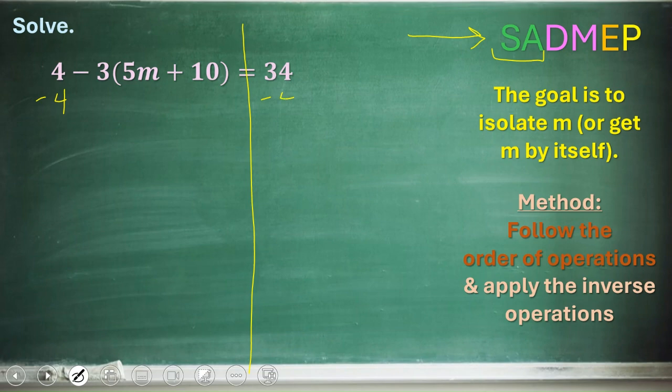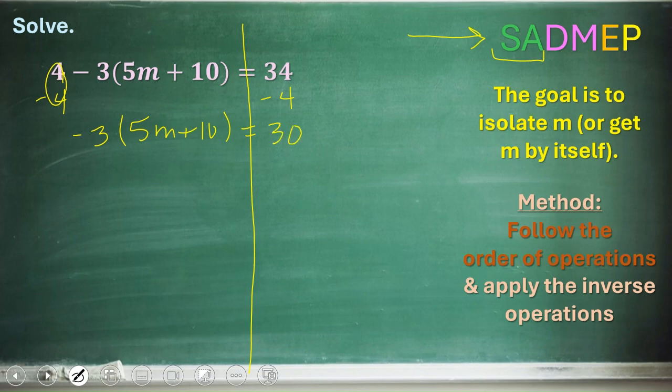In math, I do the same thing to the other side. So when I do the inverse of addition or subtraction, I should always get 0. So 4 minus 4 is 0. I did that right. 0 means it goes away. So what I have left on this side is negative 3 times the quantity 5m plus 10 equals 30 minus 4, which is 30.